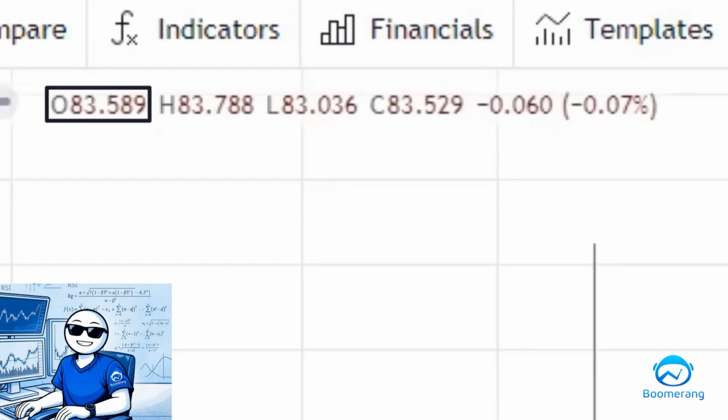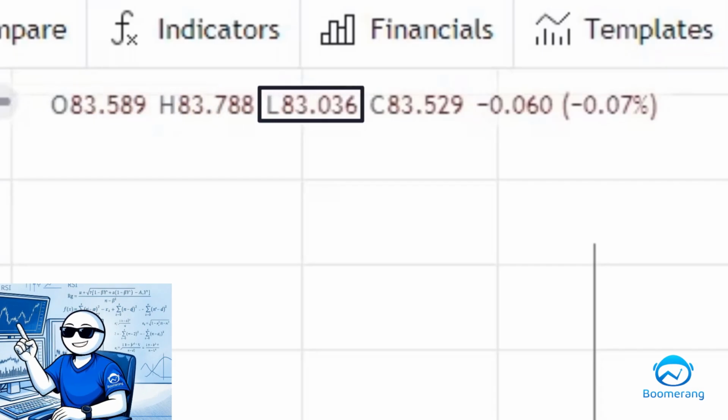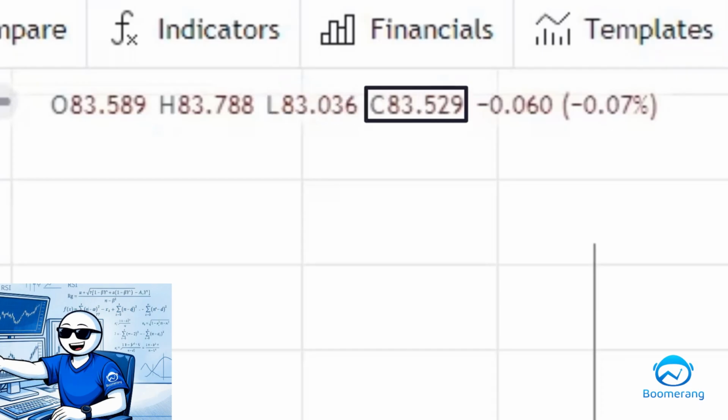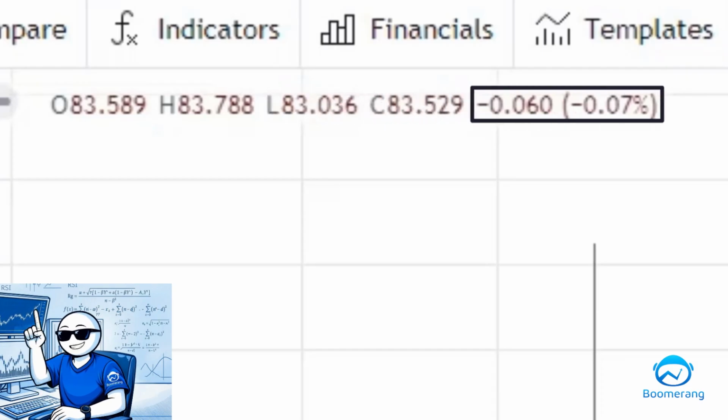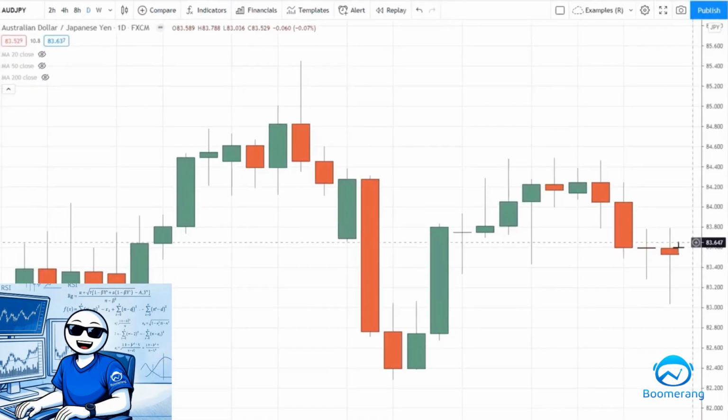This is the opening price. This is the highest price point over the last 1 day. This is the lowest price point over the past 1 day. And this is the closing price. And this is the percentage change in pips. So this number will move depending on where my mouse cursor is. So pay attention. Let's look at the most recent one, this candle here.